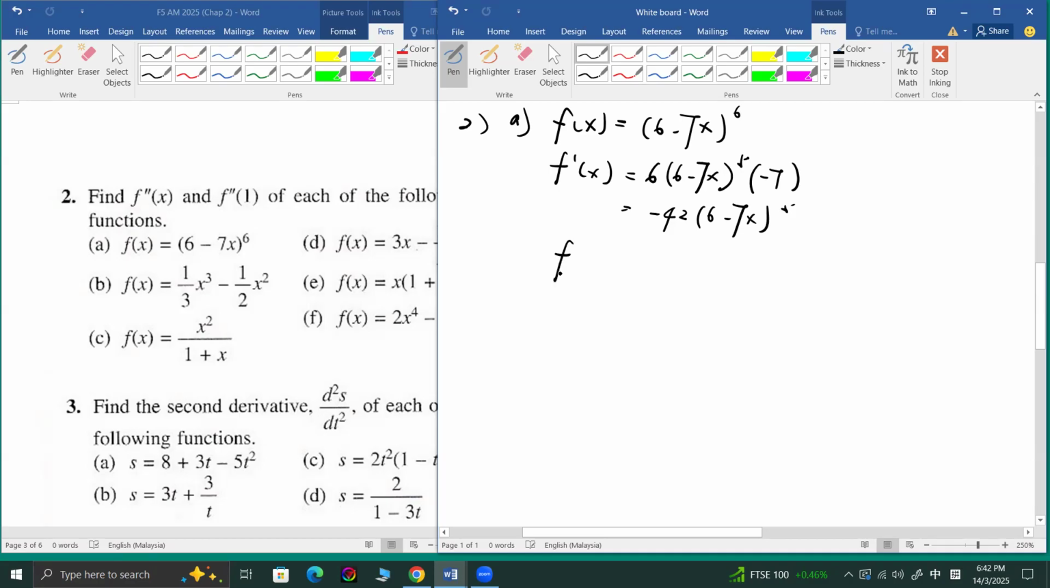And then come to the second derivative, f double prime. Bring down the power, negative 42 times 5. Negative 42 times 5, I get negative 210. Bring down the power, copy the bracket, power minus 1, differentiate the bracket. So negative, positive, 210 times 7.